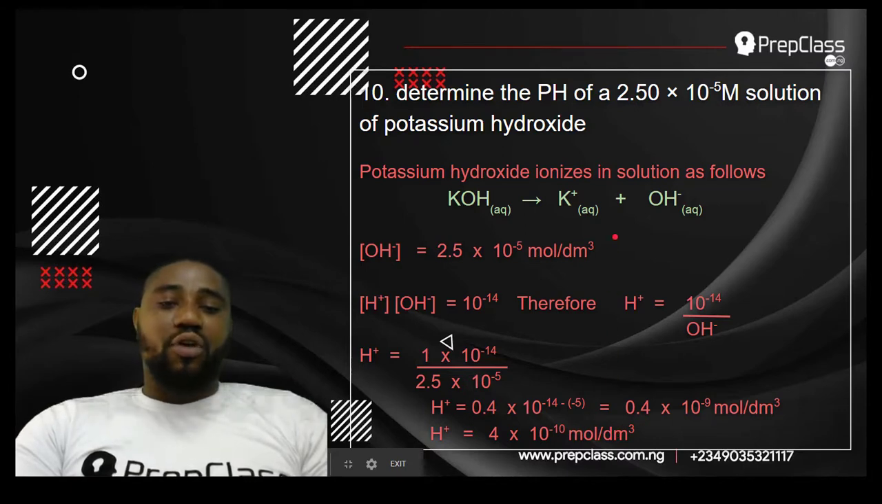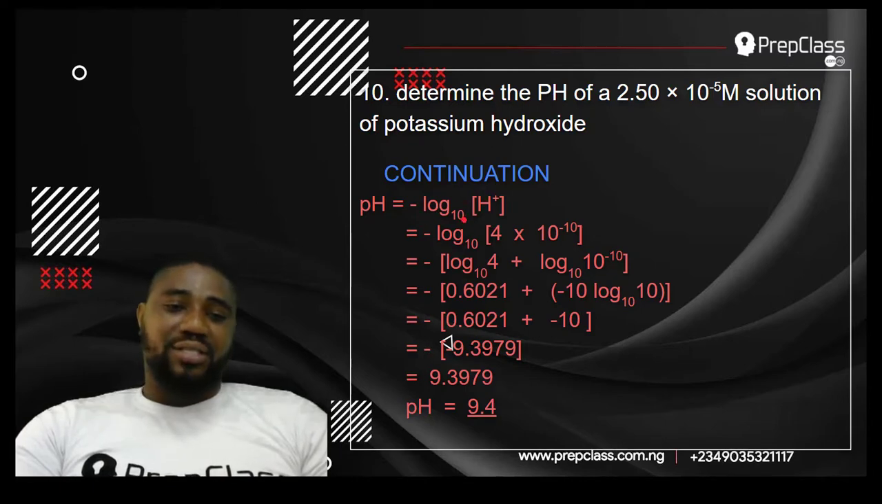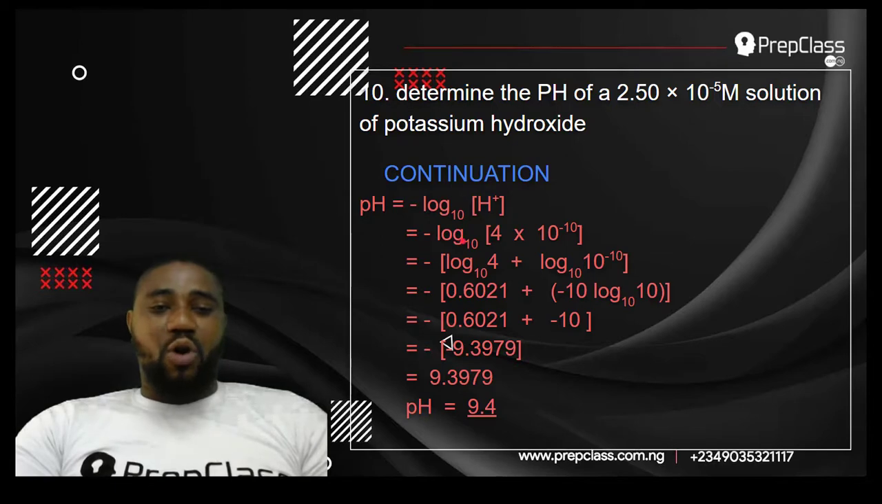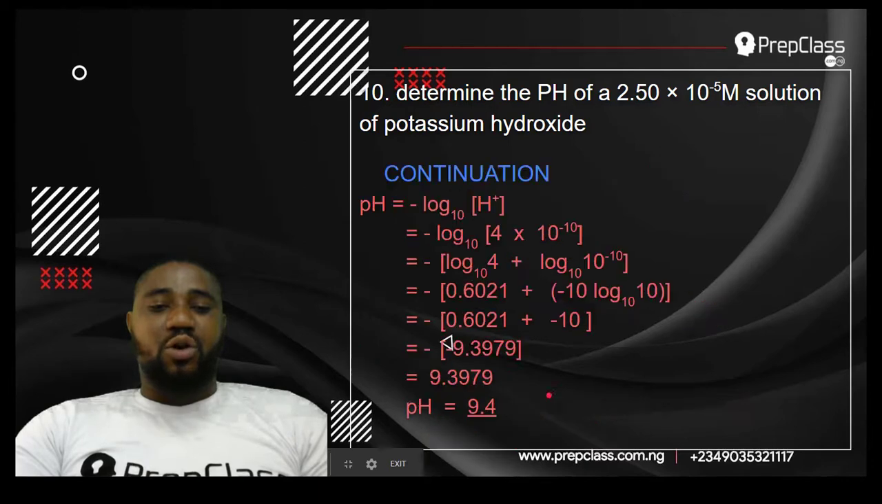Now we use it to look for the pH. So pH equals negative logarithm of the hydrogen ion concentration to the base of 10. So that's minus log hydrogen ion to the base of 10. So it's pure maths. So that equals minus log 10. What did we get as the hydrogen ion? We got 4 times 10 raised to the power minus 10. So you have to do it in a way that you can easily solve it. So that's minus log 10 bracket 4 times 10 raised to the power minus 10.